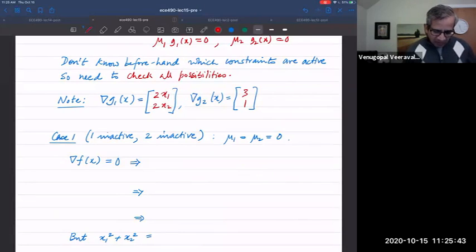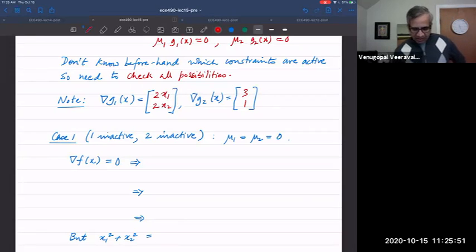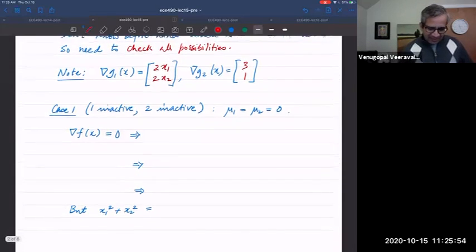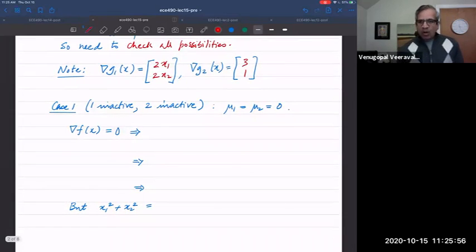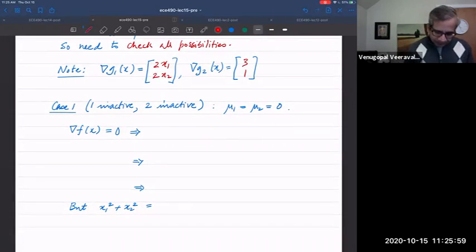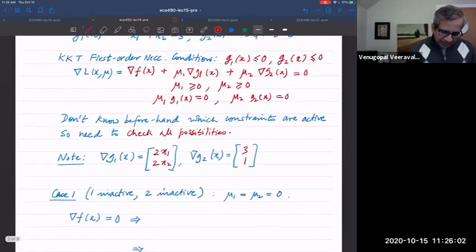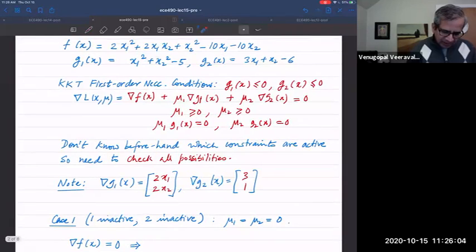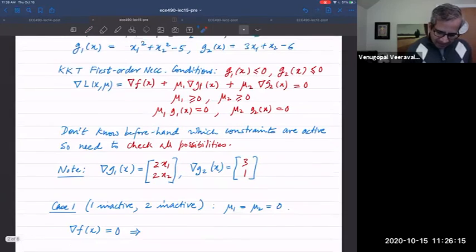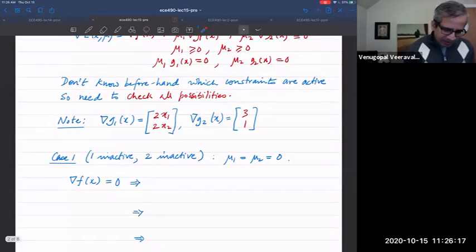Let's do the case where both are inactive in this case. Case 1, 0, 0, in other words. Inactive, inactive. Mu1 equal to mu2 equal to 0. So in that case, the Lagrangian condition, the gradient of Lagrangian being 0, corresponds to the gradient of f being 0, right? So it's like interior for both the constraints, basically. So the gradient of f being 0 is, let's put down the equations for that.